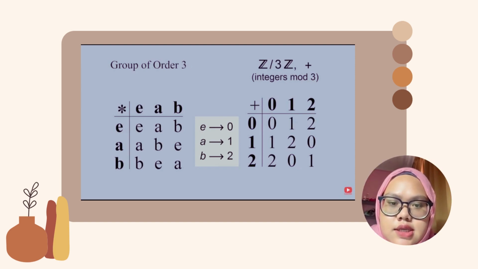Here's one way to see this. Let's compare this table to the Cayley table for the integers mod 3. If you were to replace e with 0, a with 1, and b with 2, the two tables would be the same.